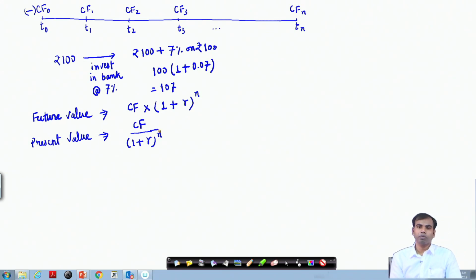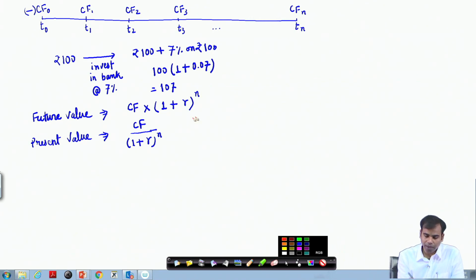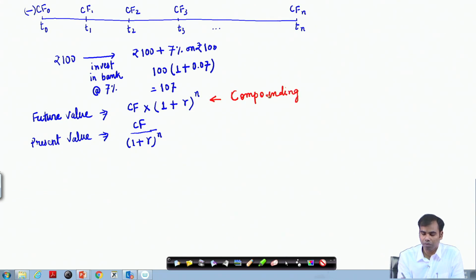So, if you have some amount of money in future, that is CF, you can discount it using the rate of interest that is given here and the period for which it has been invested. If you try to give it a name here, this is known as the compounding method, and this particular thing is known as the discounting method.